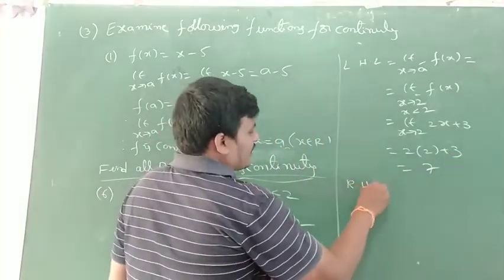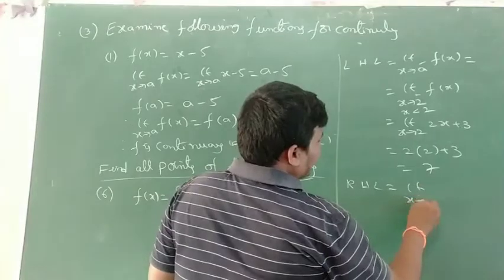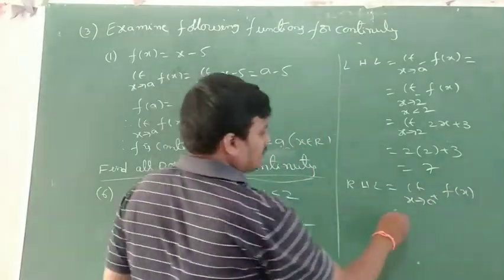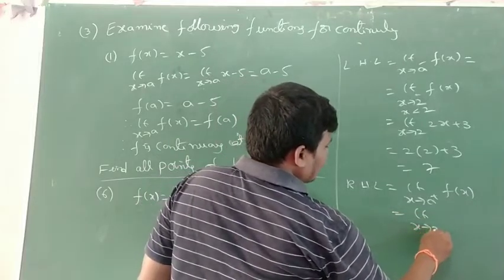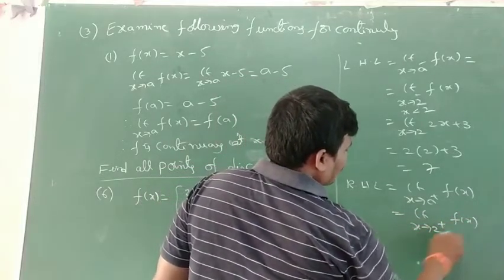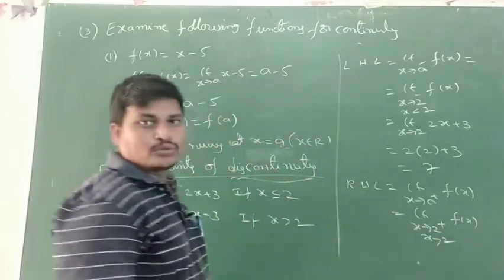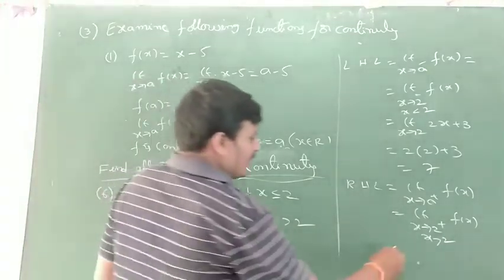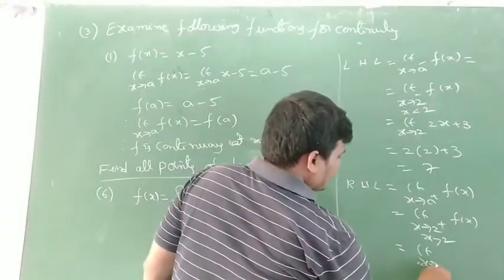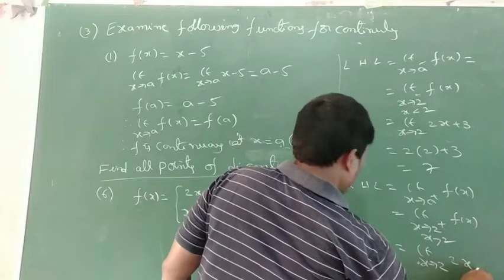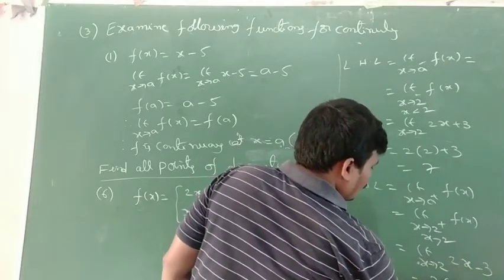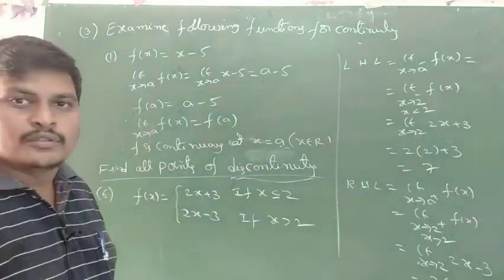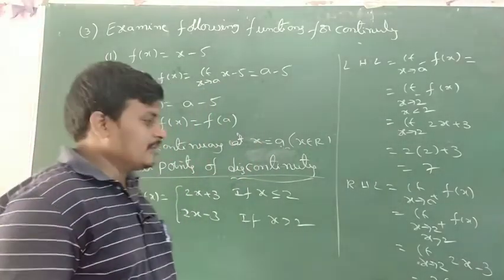Next, RHL. RHL is equal to limit x tends to a plus of f of x, that is limit x tends to 2 plus of f of x. 2 plus means greater than 2. Greater than 2, which function? 2x minus 3. So that is limit x tends to 2 of 2x minus 3, that is 2 into 2 minus 3, equal to 1.